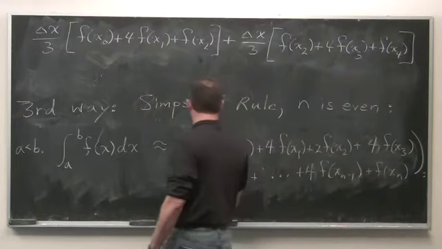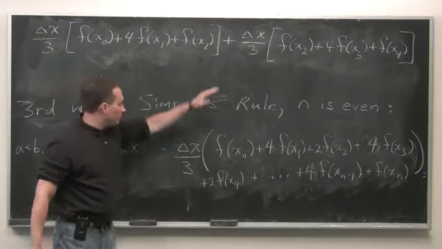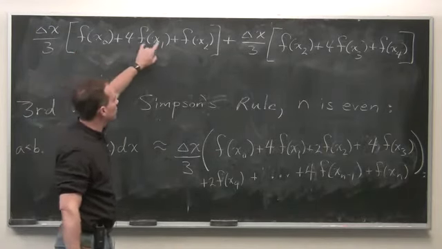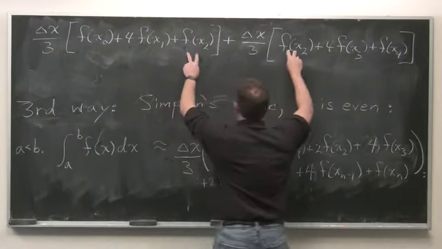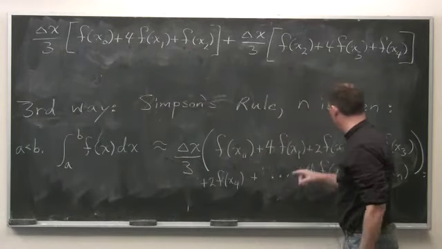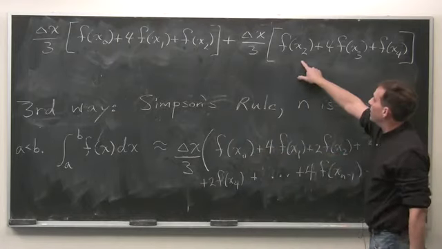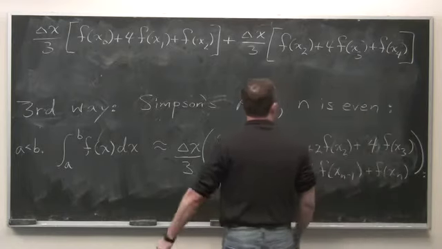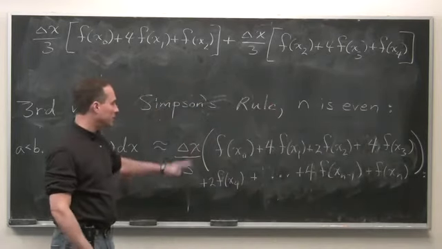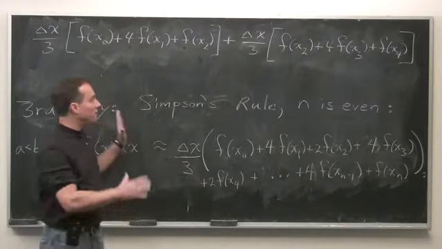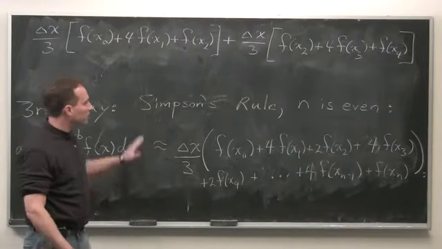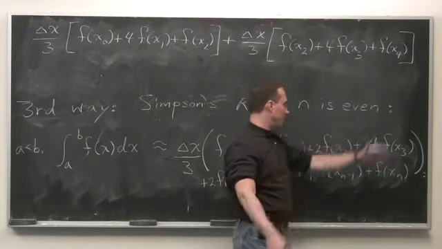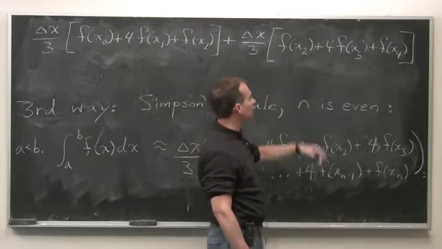Well, what happens when you add? You pull out the delta x over 3 in front. You get f of x naught plus 4 times f of x1. But there's an overlap at f of x2, so you get f of x2 plus f of x2, so you get 2 f of x2. And then plus 4 times f of x3. And then if those were all the terms you'd have, plus just 1 times f of x4. Anyway, you end up with this. If you have more subintervals, you keep adding, and on the overlaps, you always get 2 times that value. But those only occur every other time.